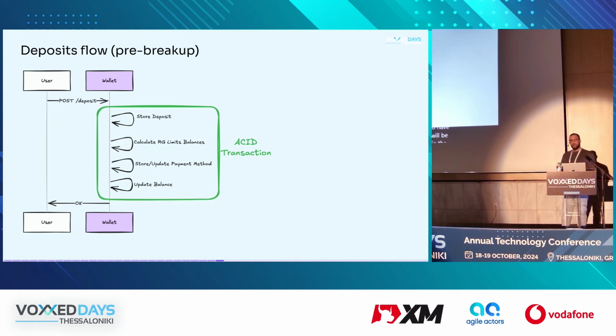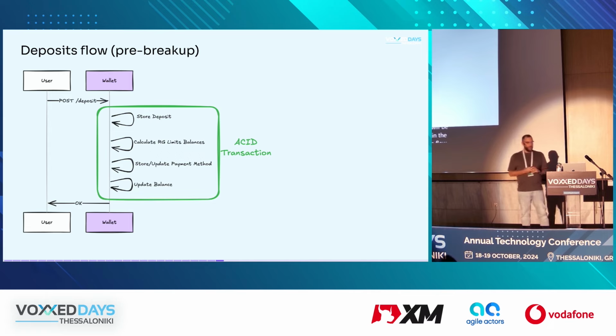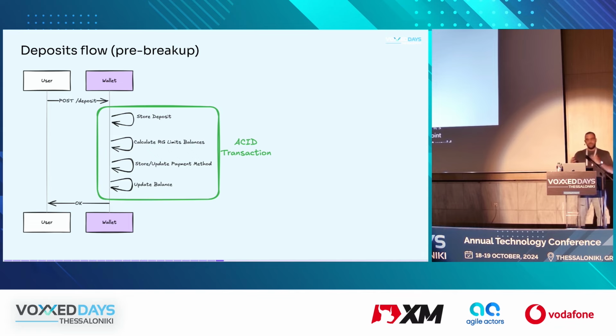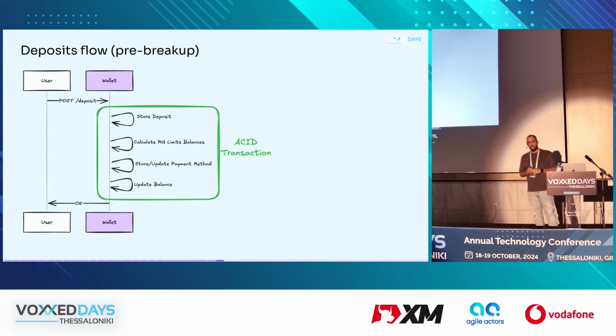The other big flow that we were required to redesign was the deposits flow. Again, in our monolithic version, it was pretty simple. A deposit endpoint exposed by our wallet. The wallet would store the deposit in the database, again perform the RG calculations, make sure everything's in place. Optionally, the user could have selected to store that payment method for future use, and then add the deposited amount to the user's account. All under the warm bosom of a lovely ACID transaction.